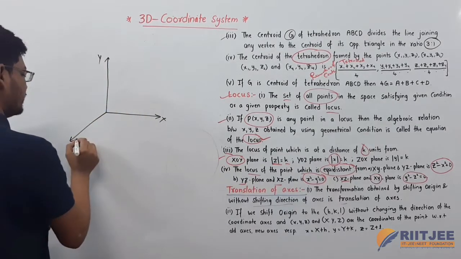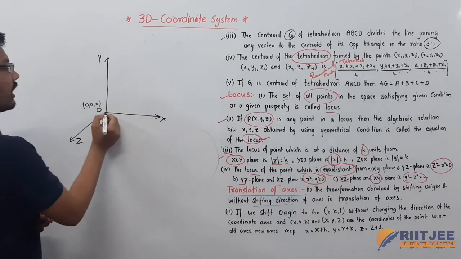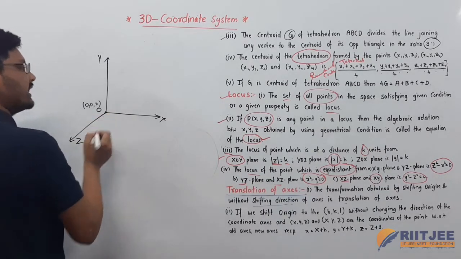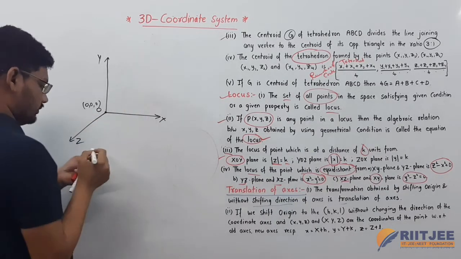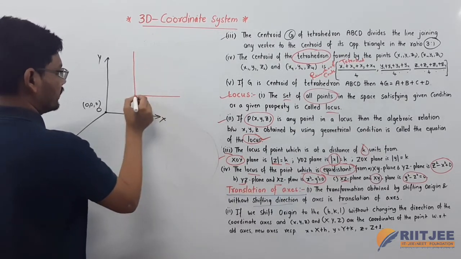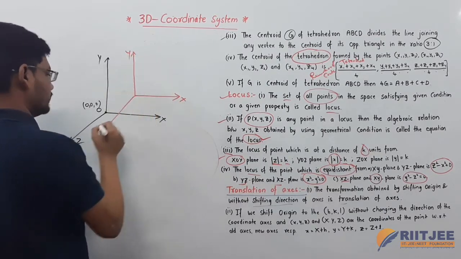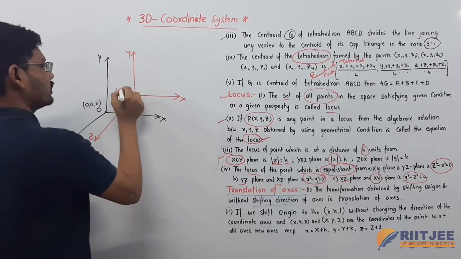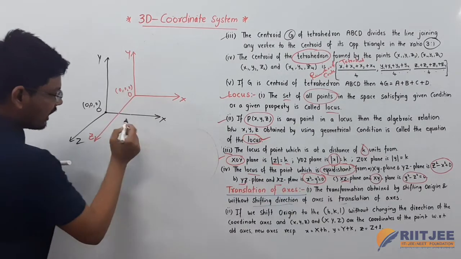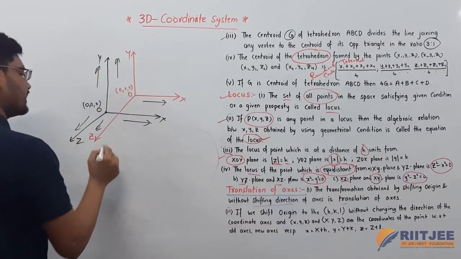x, y, z here. This is the origin having 0, 0, 0. Here the origin is shifted like this, to here. Here origin 0, 0, 0 is shifted, but the direction of x axis, the direction of y axis and the direction of z axis is not shifted.